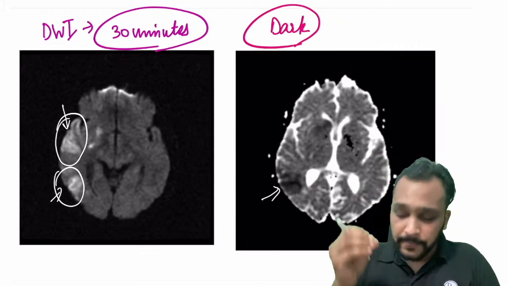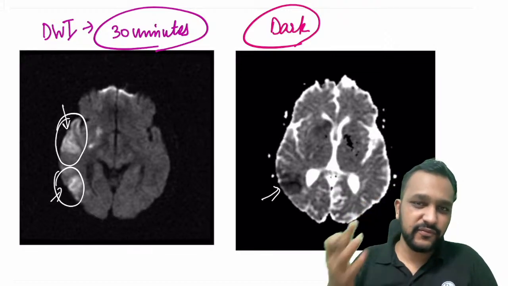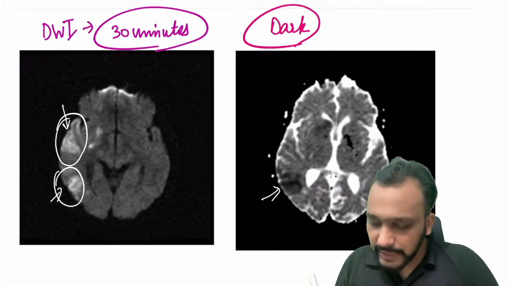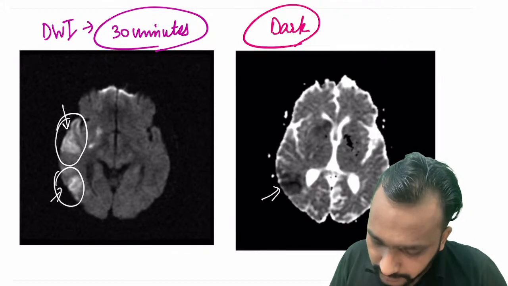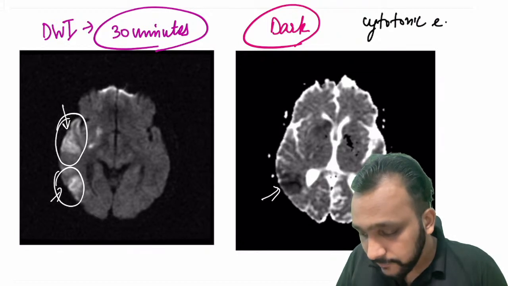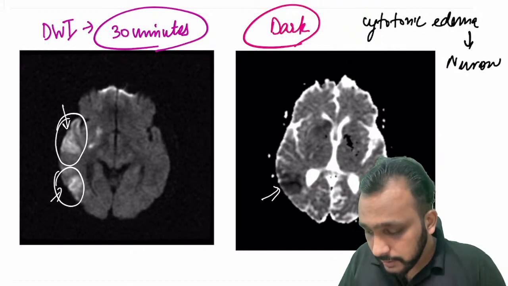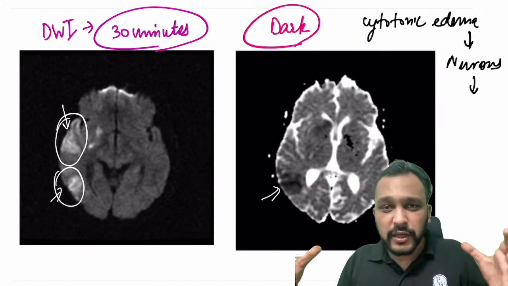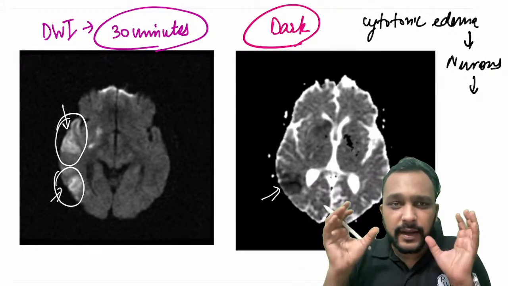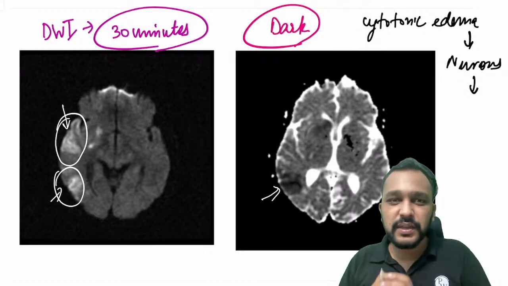So this is what we call diffusion restriction, that is shown by an area of infarct. So guys, why does diffusion restriction happen? That is because of the cytotoxic edema that happens after stroke. When there is edema within the cell, within the neurons, the contents of the neurons are not able to freely move, and that restricted movement presents as hyperintensities on the diffusion weighted images.